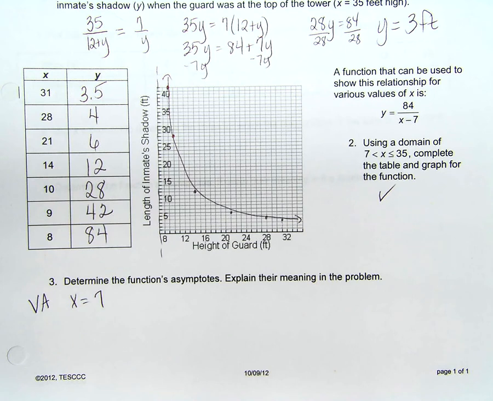Can the guard ever go below 7 feet? No. Like, realistically, can he? Yes. But if he does, you can't see the shadow? So it's gone? No, just you can't see the prisoner.